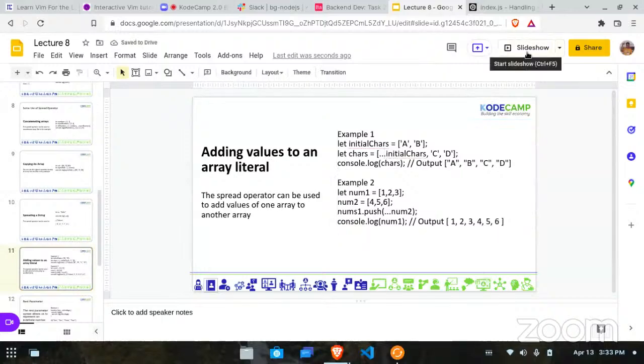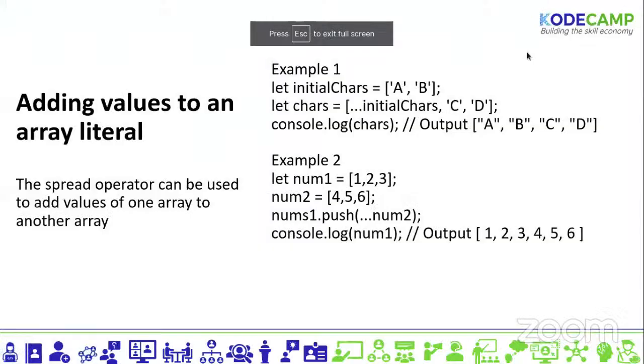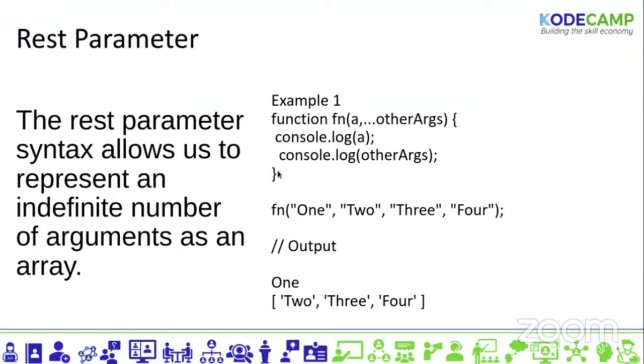So let's continue. We've done this already. So let's also look at the rest parameter. The rest parameter syntax allows us to represent an infinite number of arguments as an array. Which means if you're trying to create a function in which you don't have a fixed or a certain number of arguments, you can use the rest parameter. Now see the difference between a spread and a rest.